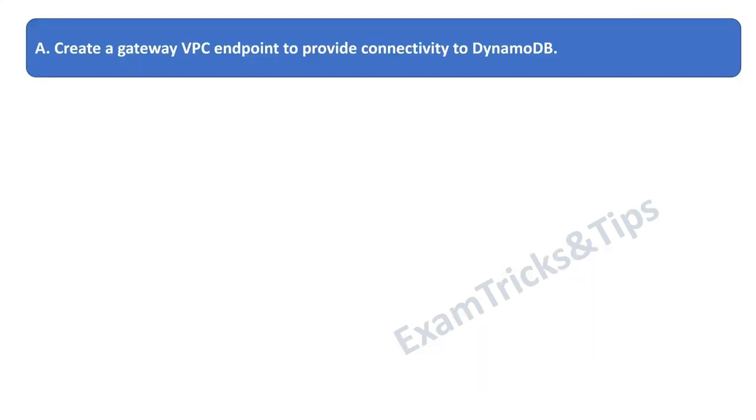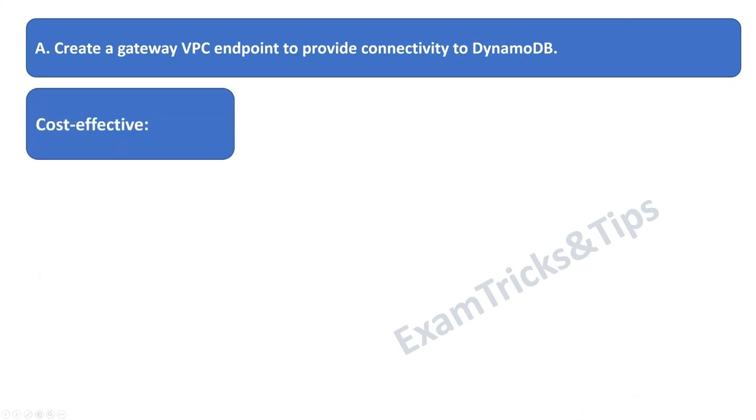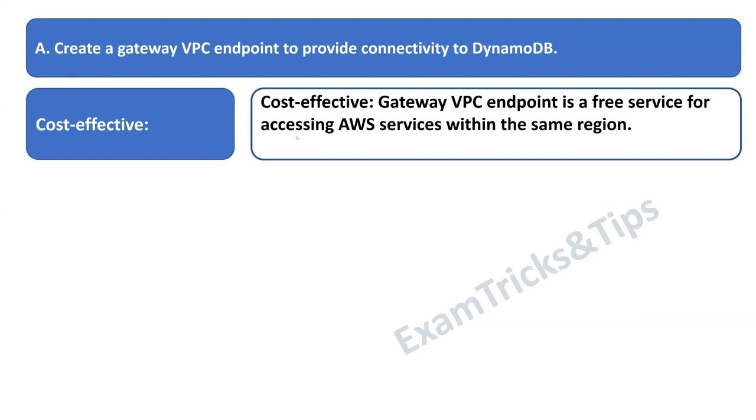Let's go over various characteristics of how this option is better than others. The first is it's cost effective, and VPC endpoint is actually a free service if you're accessing AWS services within the same region. Now, if you have something free purpose built for it, you'll go for that instead of going for other options. And that's the reason why we've gone for this option. One of the main reasons, cost effectiveness. It does the job that it needs to do.